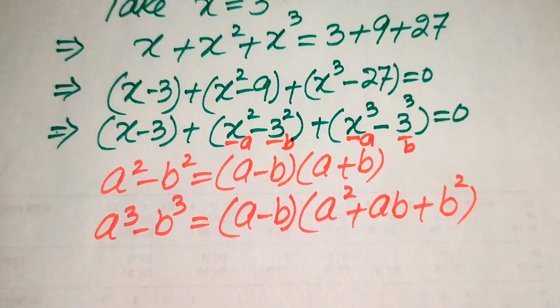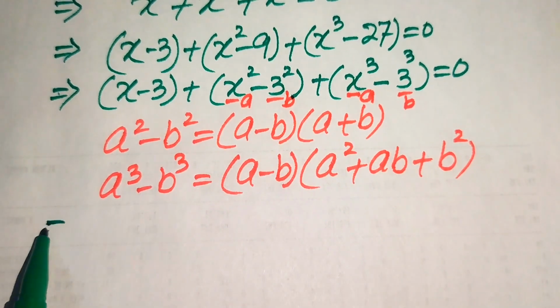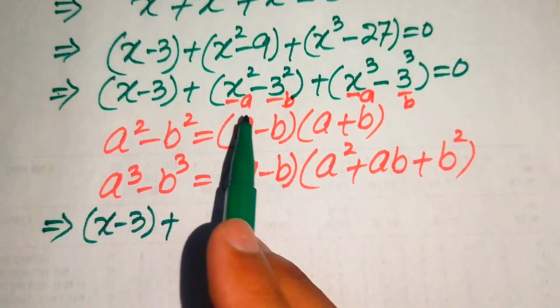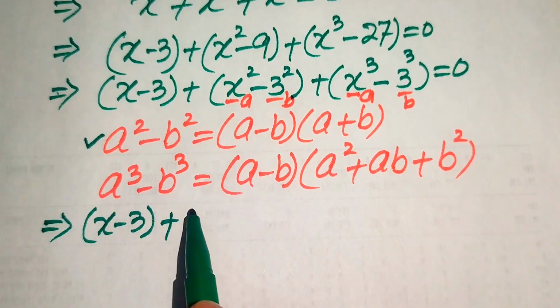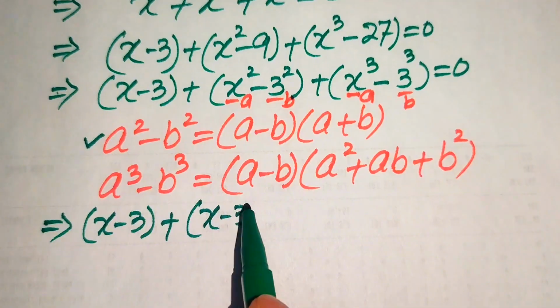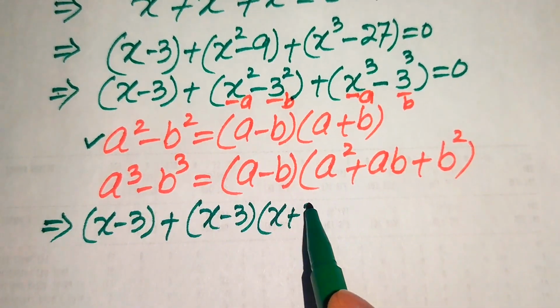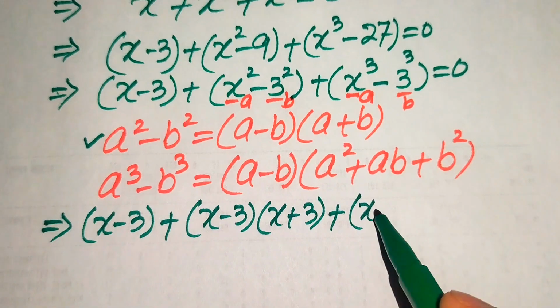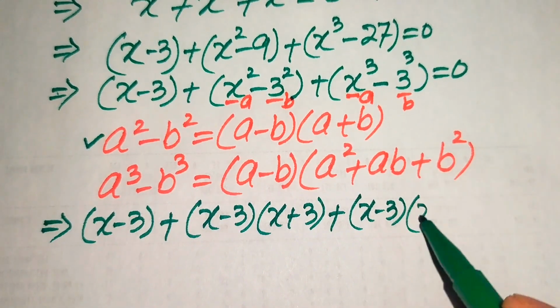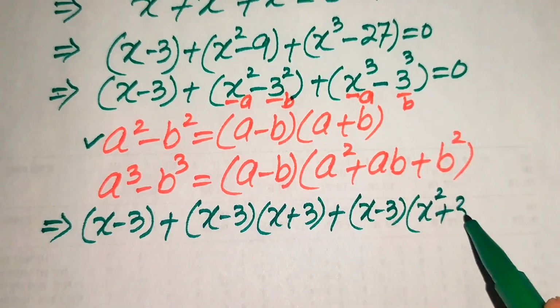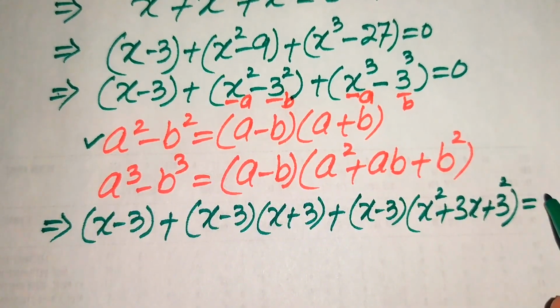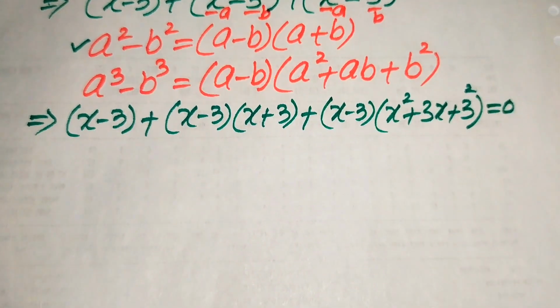Now we can apply both of the below formulas to the above equation, so that we have first x minus 3 plus, applying this formula, x minus 3 times x plus 3, and plus, applying the cubic formula, x minus 3 times x squared plus 3x plus 3 squared, and this whole equation equals 0.